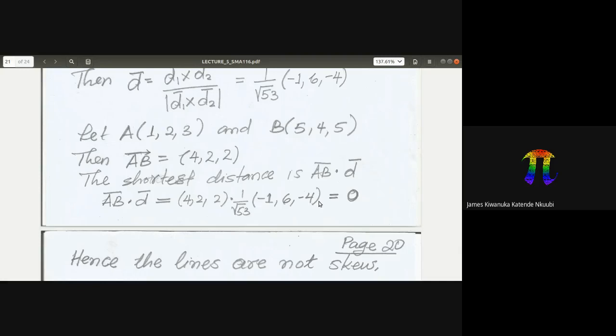So that means the lines are not skew. They definitely intersect. They are also not parallel. The shortest distance is 0, which means they have a common point, so they intersect. If they are skew, they will not intersect because they will be on 2 separate parallel planes and there's no way they can intersect.